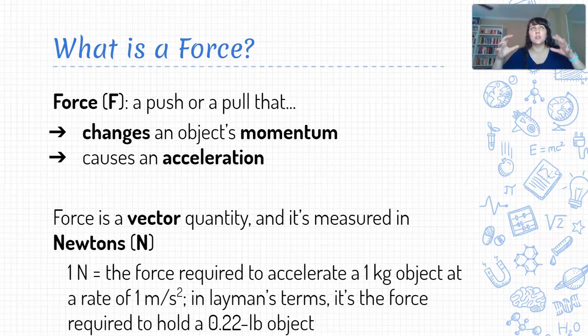Now, just to contextualize what 1 Newton is, it is officially defined as the force required to accelerate a 1 kilogram object at a rate of 1 meter per second squared. That's sort of weird. I don't really have a strong sense of what that means. So if you want to understand it in more everyday language, if you imagine the force it takes to hold up an object that's about 1/4 of a pound, it takes about 1 Newton of force to do that.